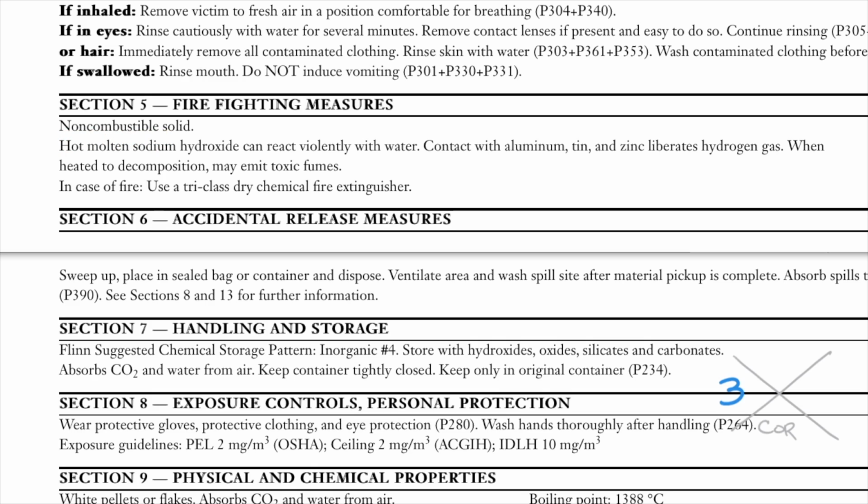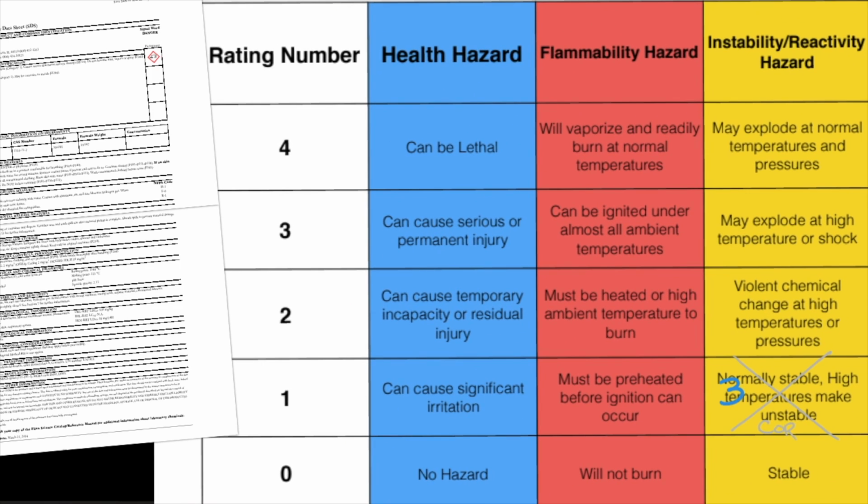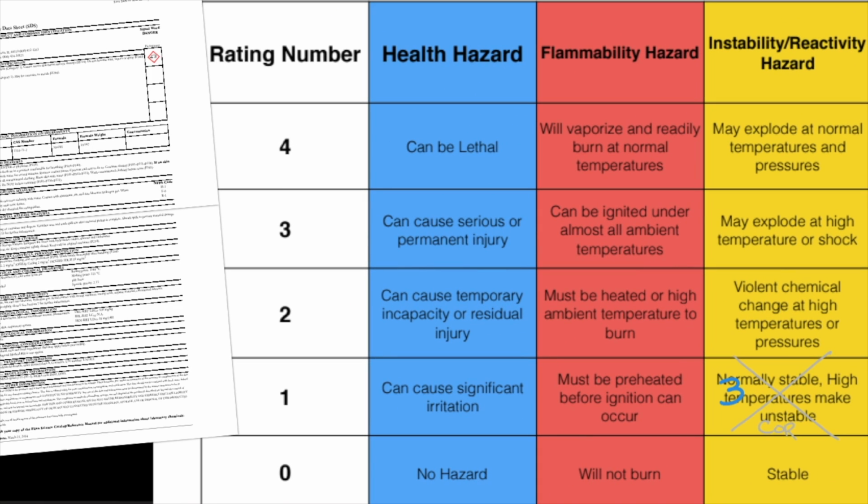So if we go look at the ratings on the fire schedule, let's move this over, bring this back over here. Notice here, we're going to see that in the fire, it's the red category. Not combustible. Now, if it were a rating of 4, the substance would be readily burning at normal temperatures. None of that was identified in section 5. The same thing over here. It's not going to ignite under almost all ambient temperatures. In fact, what section 5 actually said was that it's not combustible. That actually is over here, that it's not going to burn. So the rating that we're looking for is a 0.